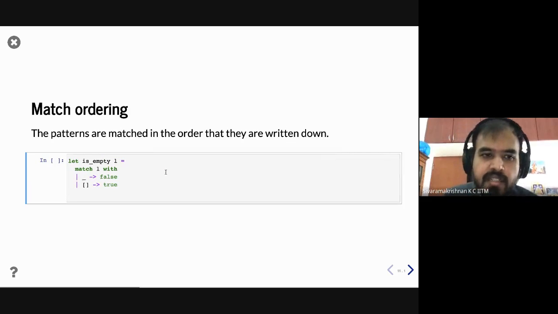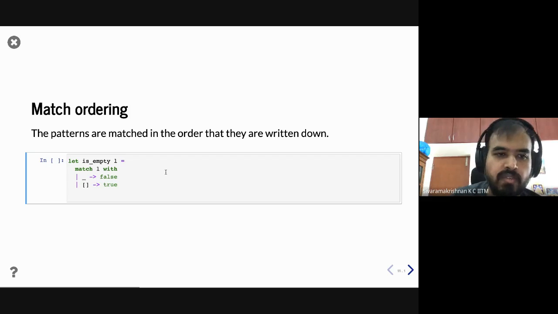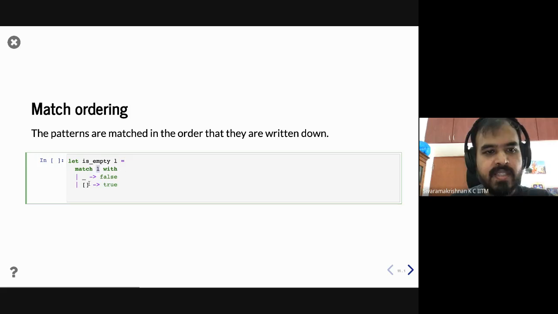The other thing that is important is that the patterns in OCaml are matched in the order in which they are written down. Okay, so here is an example. I am checking for whether a list is empty or not. The implementation says, okay, if the list is anything, then it is non-empty. If the list is empty, then isEmpty is going to return true.